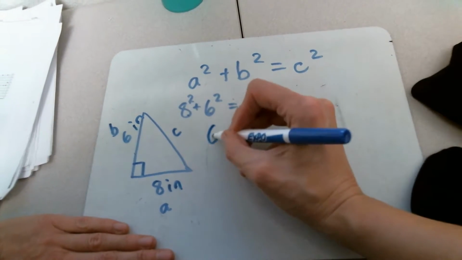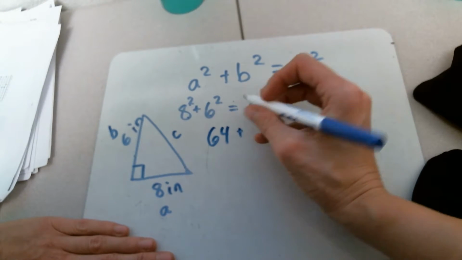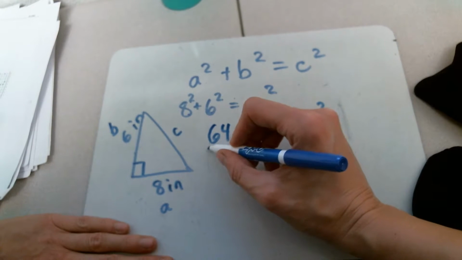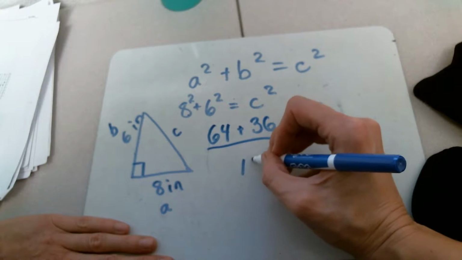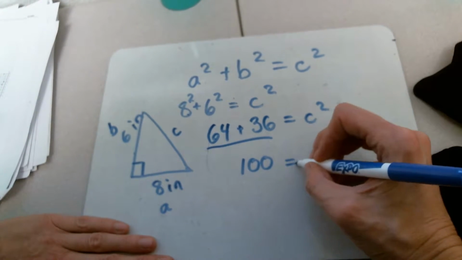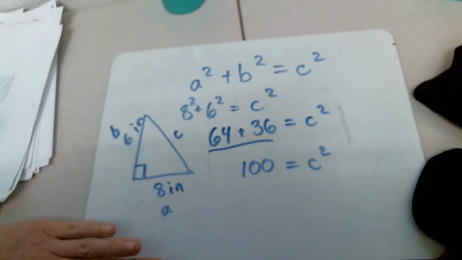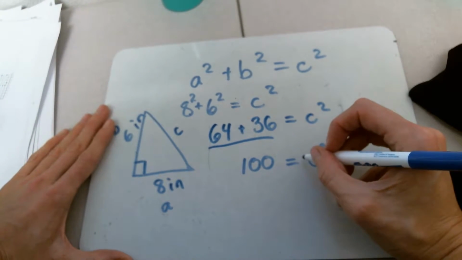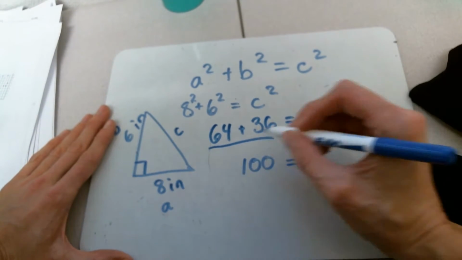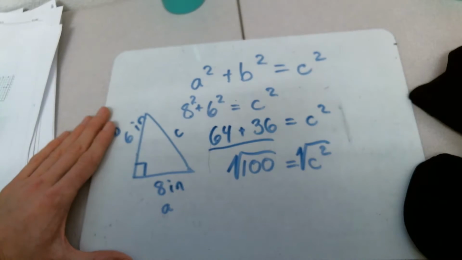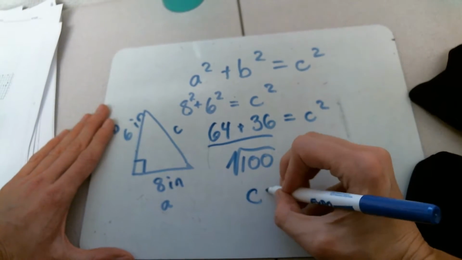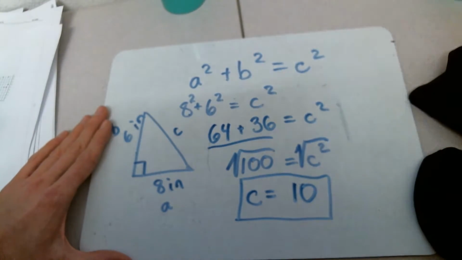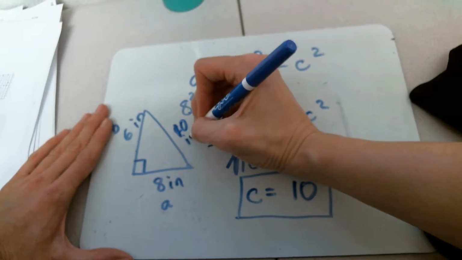8 squared gives me 64. 6 squared gives me 36 equals c squared. So now I can go ahead and add my 64 and my 36 to get 100 equals c squared. So if you think back to when we were talking about algebra, the opposite of squaring something is taking the square root of it. So we're going to take the square root of both sides here. When we do that, we get c equals 10. Okay, so that means that this side is 10 inches.